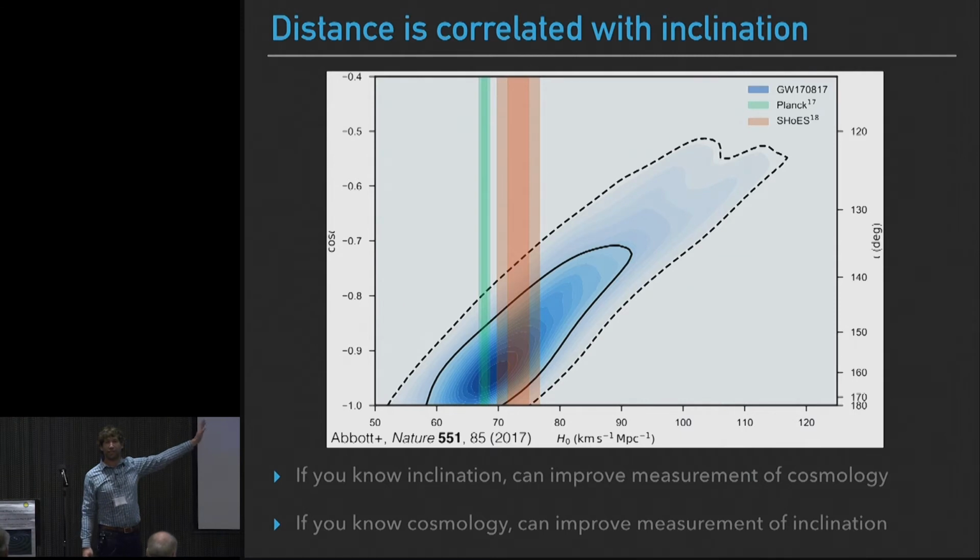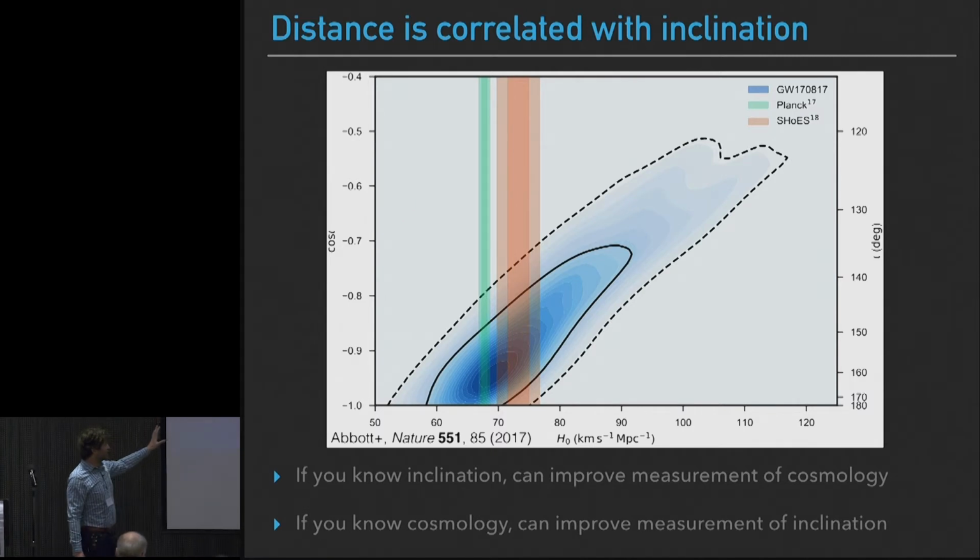And so there's a lot to do with this plot, and there have already been quite a few papers exploring implications of this plot. The way I think about this is more along the bottom line. So there are two ways to do something with this plot. One is to say, well, if you know the inclination, you can do a better job of improving the cosmology.